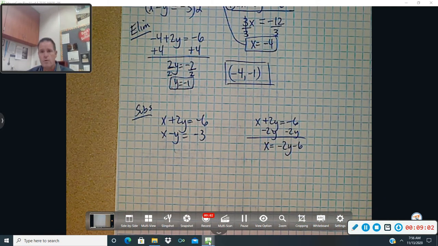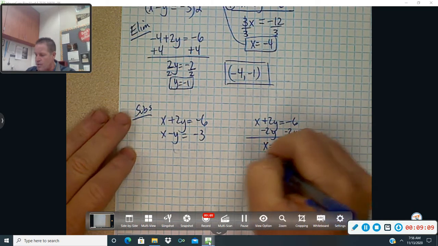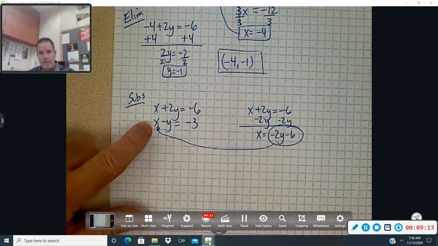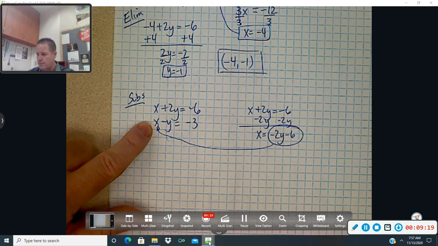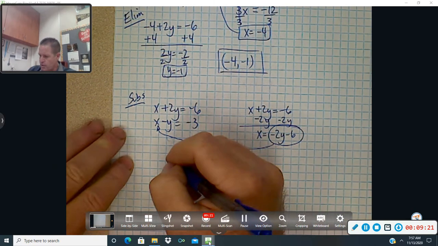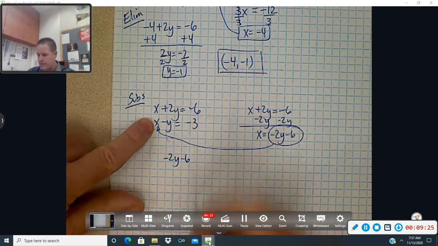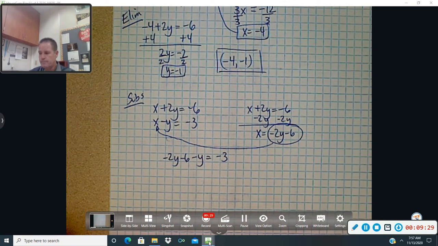Now remember, once you've got what x equals or what y equals, you need to plug it in. But very important, you've got to plug it into the other equation. I'm going to plug into the other equation for x. You have to do that here. You cannot plug into the same one that you just solved. All right, so I'm going to put in for x. So I'm going to have negative 2y minus 6. That's all going in for x. Minus y equals negative 3.